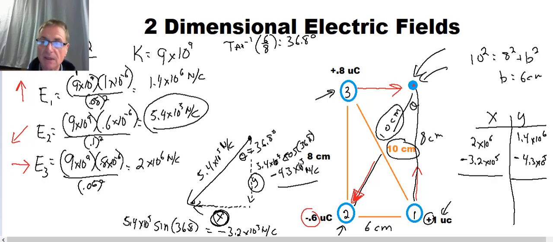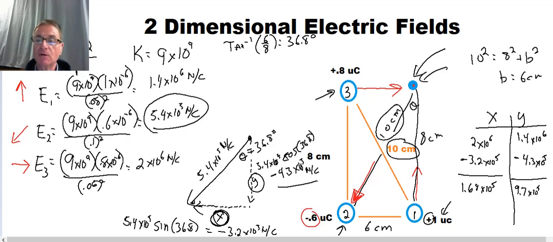I have now accounted for all of my vectors, E1, E3, and then the components for E2. And what am I going to do? I'm going to add them up. So when I add up the y side, I get 9.7 times 10 to the 5th newtons per coulomb. And when I add up the x side, I get 1.68 times 10 to the 5th newtons per coulomb. Okay, I've got my x and my y components, and so we're almost there.